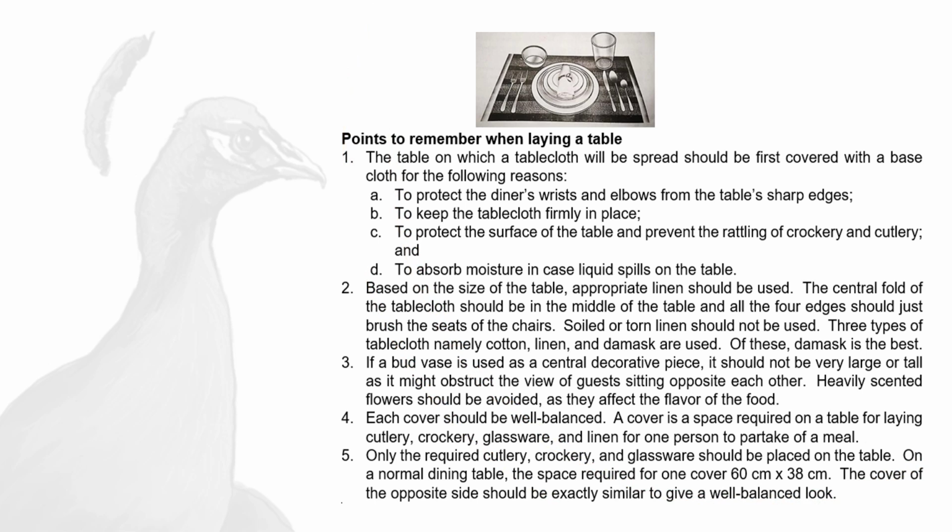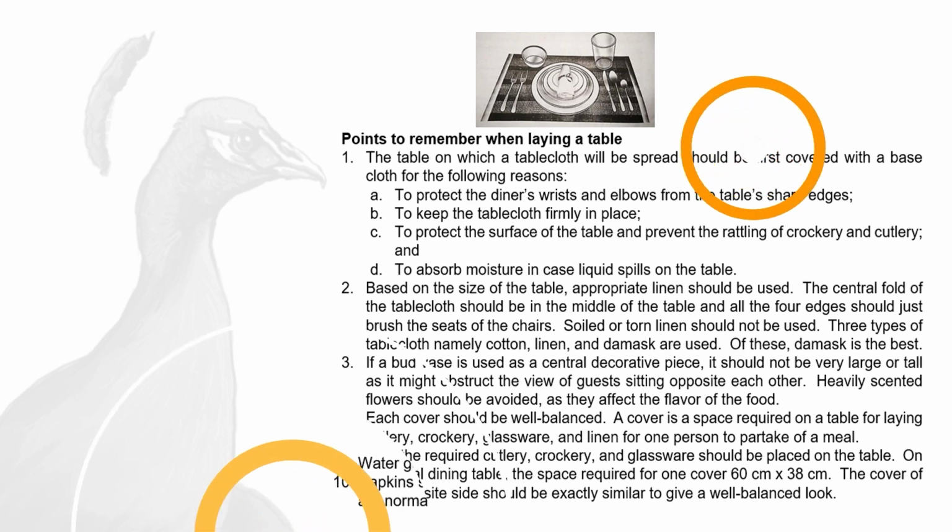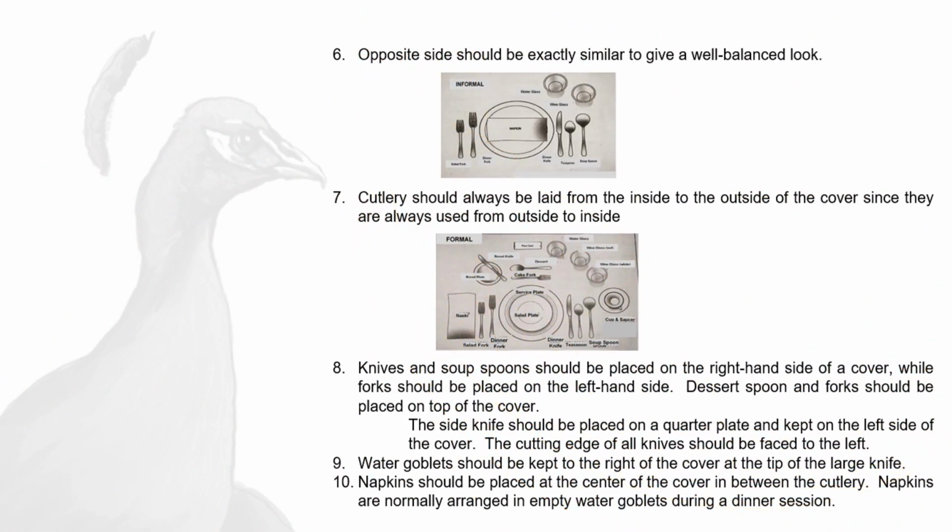Number 5. Only the required cutlery or crockery and glassware should be placed on the table. On a normal dining table, the space required for one cover is 60 cm by 38 cm. The cover of the opposite side should be exactly similar to give a well-balanced look. Number 6. Opposite sides should be exactly similar to give a well-balanced look.